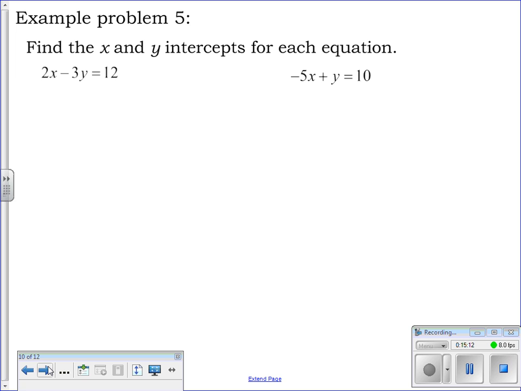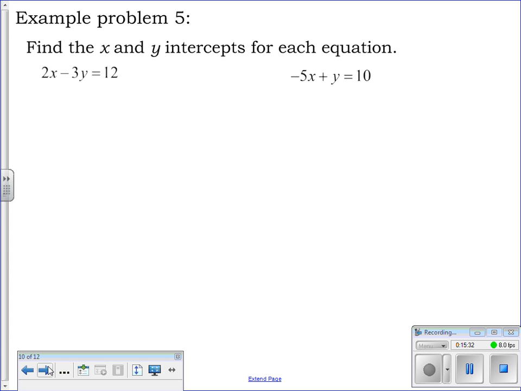Find the x and y intercepts for each. This tells you where it crosses the x-axis, where it crosses the y-axis. If I have an equation in standard form, this is how I graph it, by finding the intercepts. Very easy to do, very important to do, but very, very easy to do.